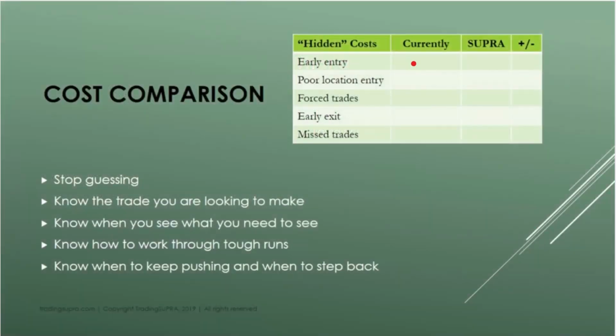So there are hidden costs. They were hidden to me anyways. I didn't, and not hidden like someone was hiding them from me. I just didn't think to look at them. And so, if you take early entries, if you have poor location of your entry, if you force trades, which, again, when you get in that cycle of frustration, you can start to overtrade very easily. You feel like you're going to miss out. You feel like you're going to lose.